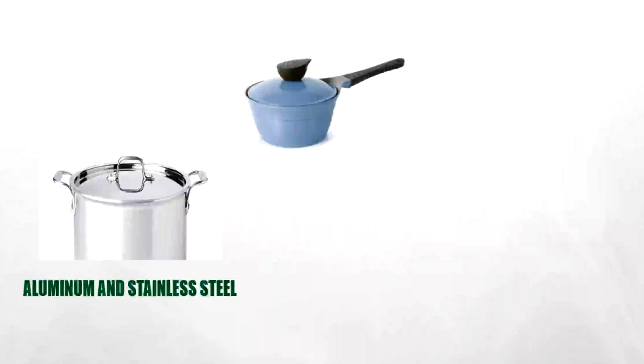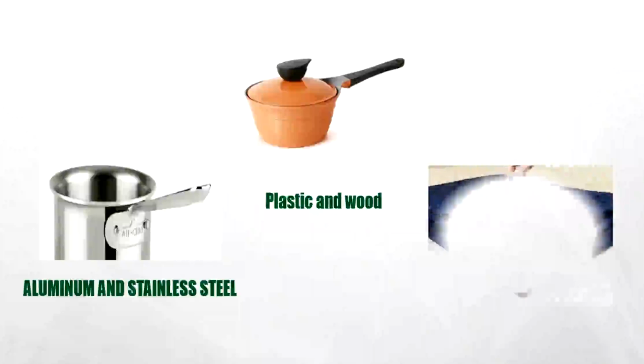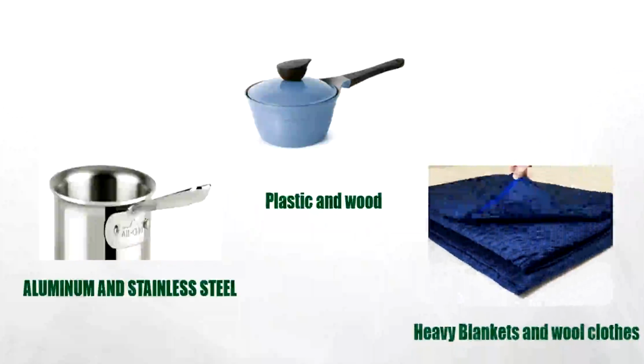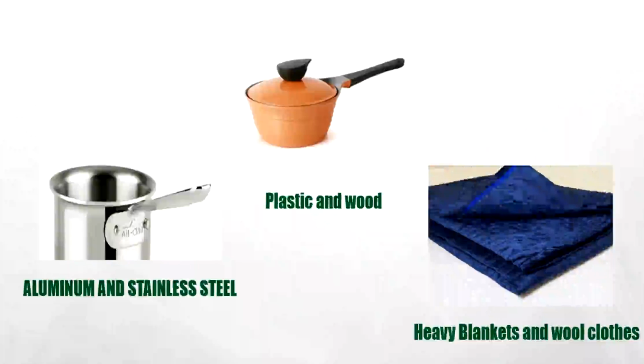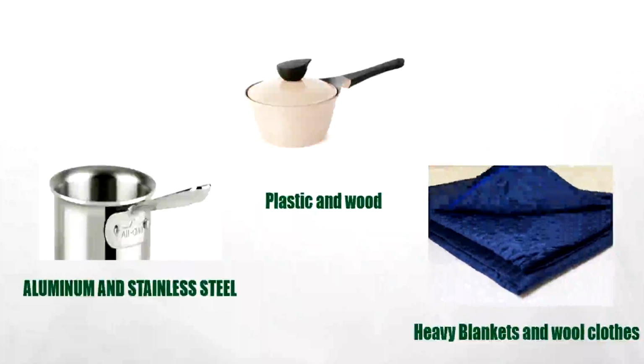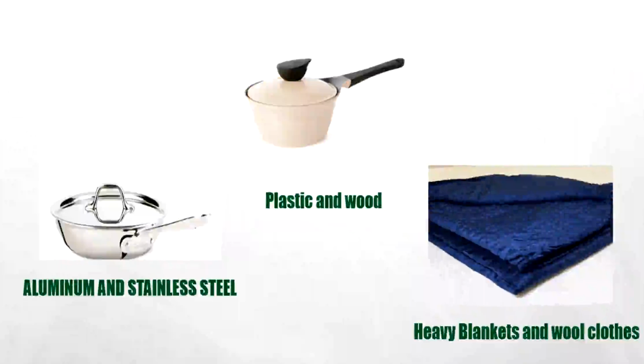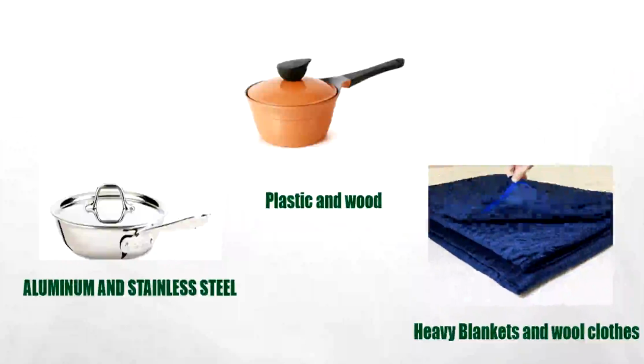Application number 4, plastic and wood. We use plastic and wood as bad conductors to make handles of cooking pots. The last application, heavy blankets and wool clothes. Wool clothes or heavy blankets are bad conductors, so they are used in the winter to keep the body warm.